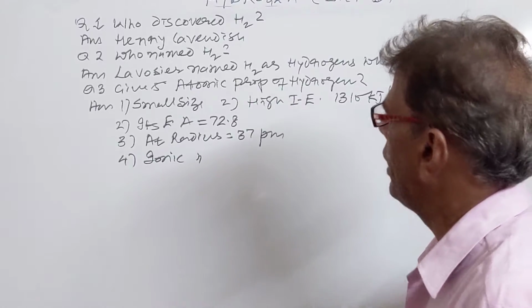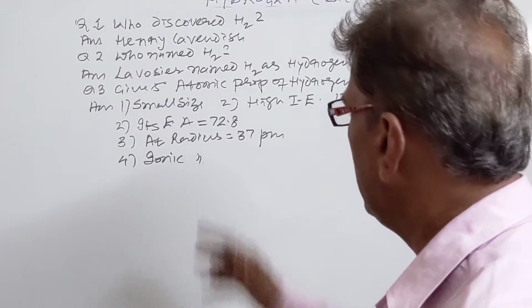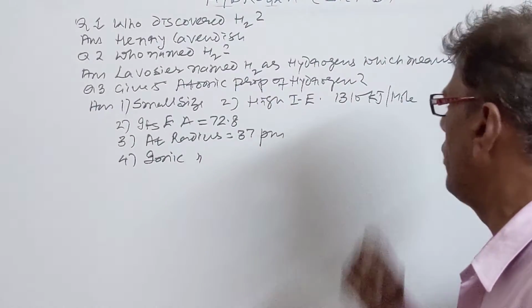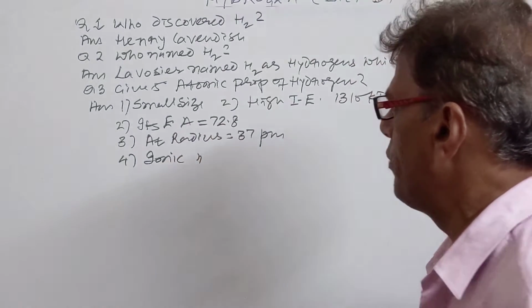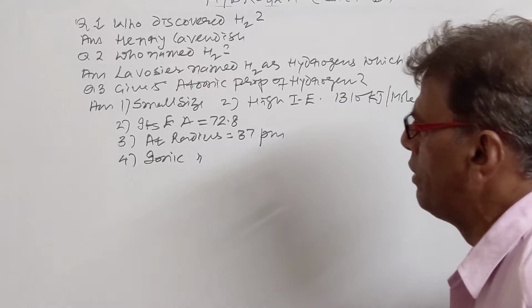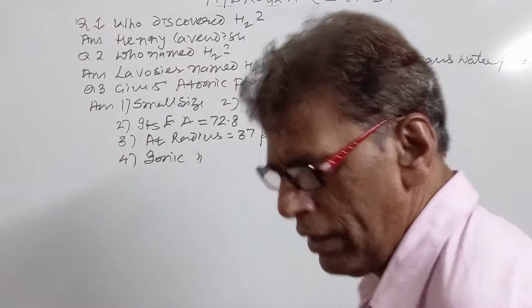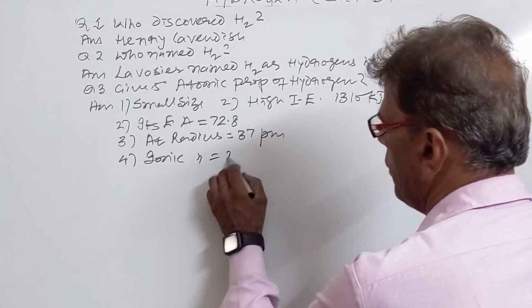Then he gave some atomic properties of hydrogen. It has a very small size, and it has a high ionization energy, that is 1310 kilojoule per mole. Its electron affinity is 72.8, atomic radius is 37 picometer, and its ionic radius is 210 picometer.